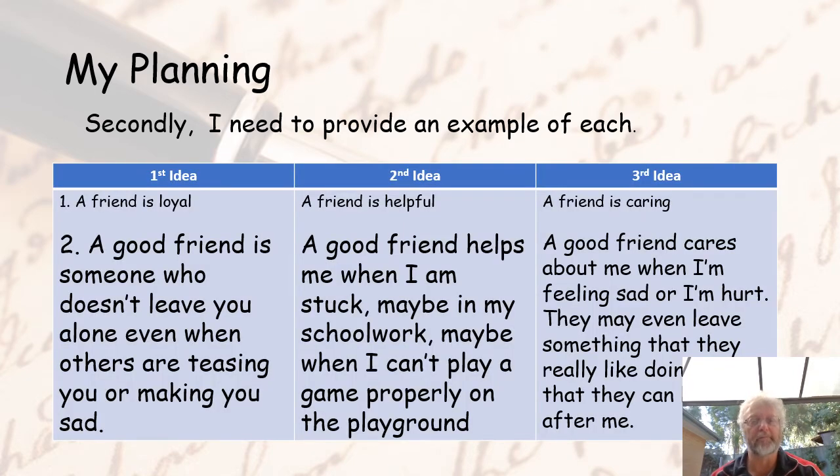So this is my writing. For the first idea, a friend is loyal, I've written, a good friend is someone who doesn't leave you alone even when others are teasing you or making you sad. For my second one, a friend is helpful, I wrote, a good friend helps me when I am stuck, maybe in my schoolwork, maybe when I play a game that I can't properly play on the playground. And then of course a friend is caring. A good friend cares about me. When I'm hurt, when I'm sad, they may even leave something that they really like doing so that they can look after me.